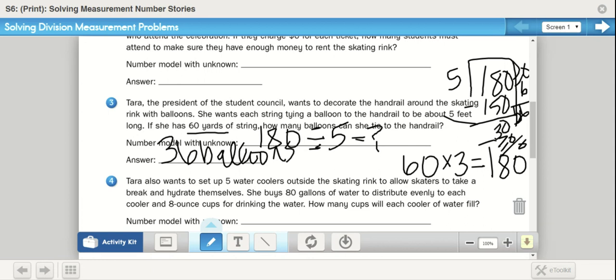You can always ask Google how many cups are in a gallon to help you start with this. Tara wants to set up 5 water coolers. She buys 80 gallons of water. How many cups will she fill? Use the information you have there and use the resources that you have in front of you with computers to solve number 2 and 4, please. So I want you to solve 2 and 4 in your workbook.